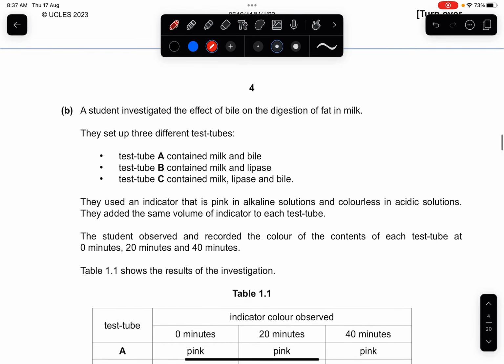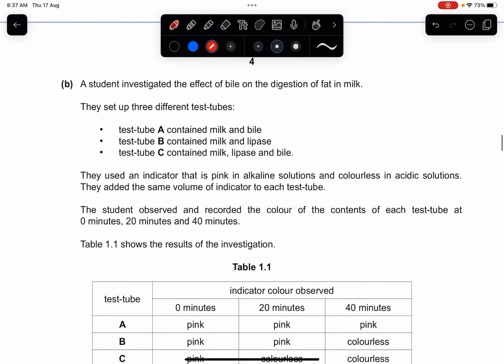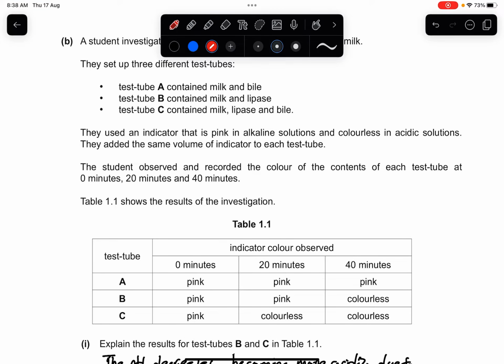Okay. Question 1b. A student investigated the effect of bile on the digestion of fat in milk. They set up three different test tubes. Test tube A contained milk and bile. Test tube B contained milk and lipase. Test tube C contained milk, lipase, and bile. They used an indicator that is pink in alkaline solution and colorless in acidic solution. They added the same volume of indicator to each test tube. The student observed and recorded the color of the contents of each test tube at 0 minutes, 20 minutes, and 40 minutes. Table 1.1 shows the results of the investigation.